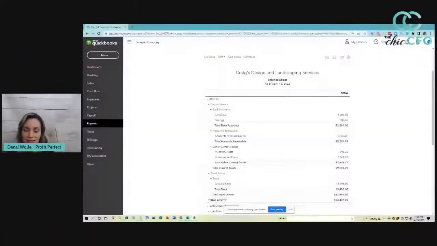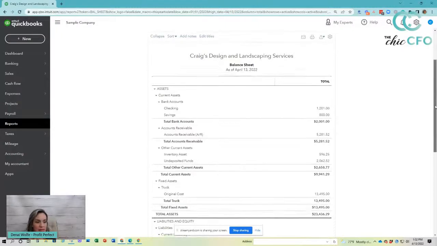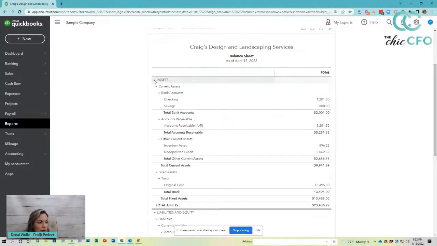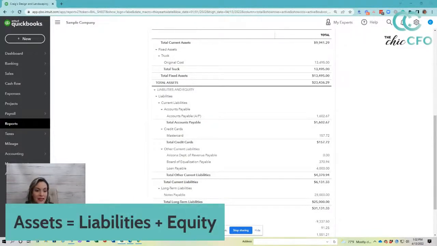So I'm going to go ahead and share the screen and walk you through an example. Now, full disclaimer, this is a QuickBooks Online demo account, so I don't want you to think that I am sharing somebody else's balance sheet with you, because I am not. This is fully allowed. This is why QuickBooks has demo accounts. You can see this balance sheet is for our fictitious company, Craig's Design and Landscaping Services. The balance sheet is going to show our assets, and the next section is going to show our liabilities and our equity, because if you remember, our equation is assets equals liabilities plus equity.